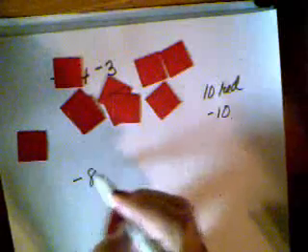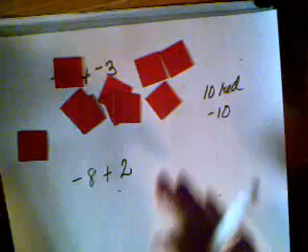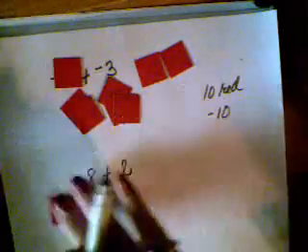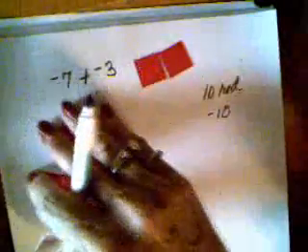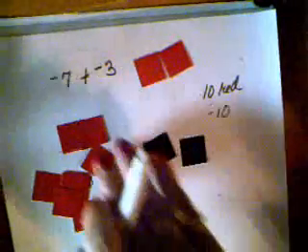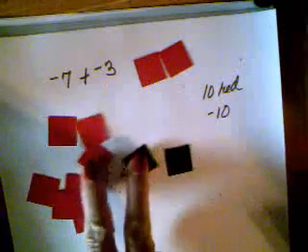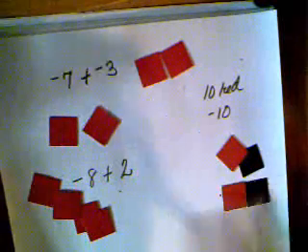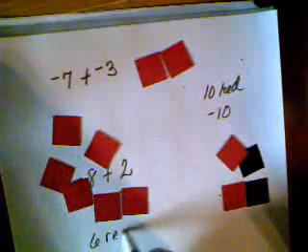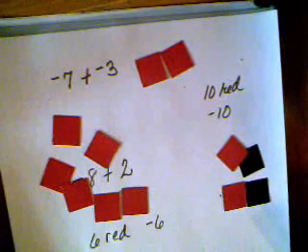Now I have negative 8 added to a positive 2. So I get 1, 2, 3, 4, 5, 6, 7, 8 reds, and I get 2 blacks. Now I am adding 0 pairs, and what I have left is 6 red, which has a value of negative 6.